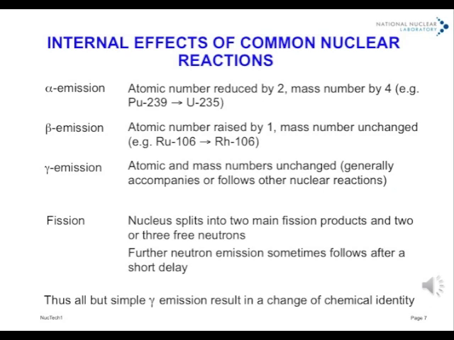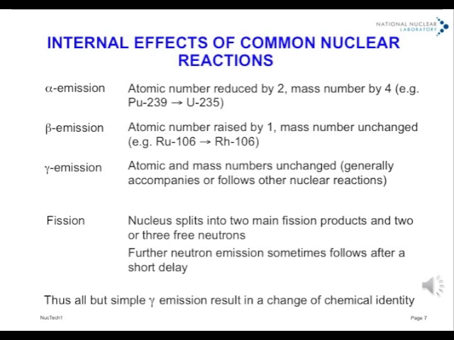Internal effects of common nuclear reactions. Emitting an alpha particle reduces the atomic number by 2 and the mass number by 4. Thus, uranium-238 becomes thorium-234. This too is unstable and liable to emit a beta particle, raising the atomic number by 1, but leaving the mass number unchanged, to give protactinium-234. Emitting a gamma ray, as often accompanies beta decay, in itself sheds only energy, and so leaves both mass and atomic numbers unchanged.